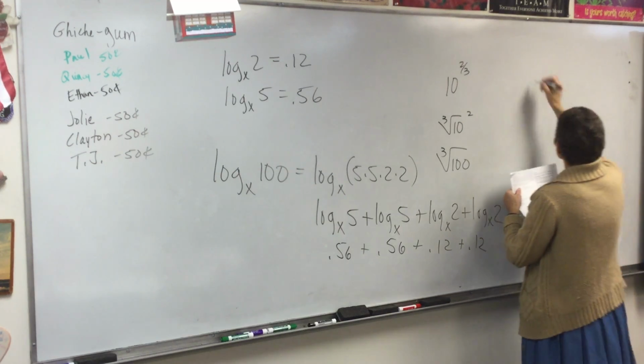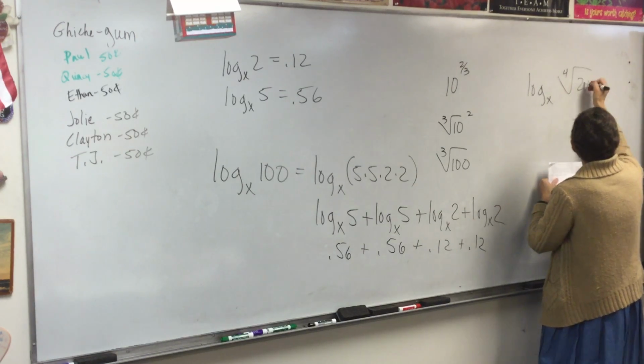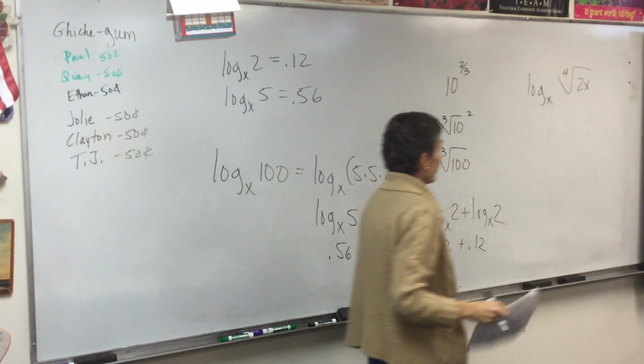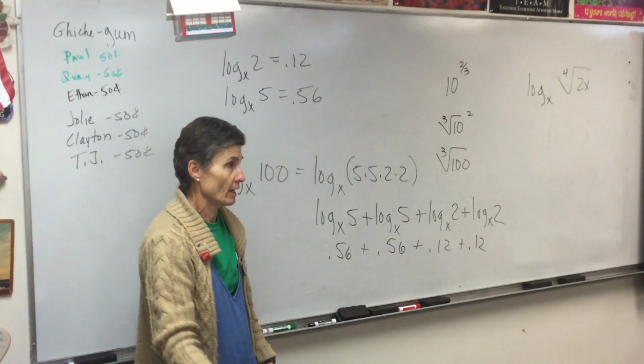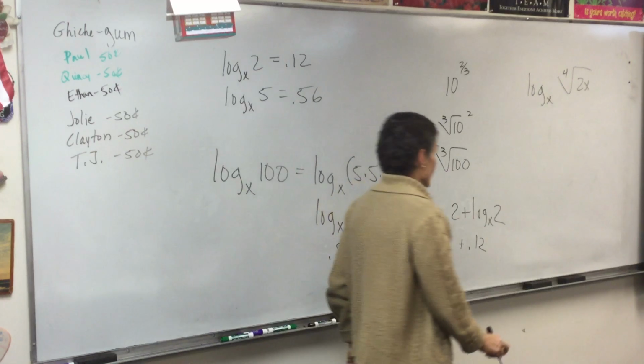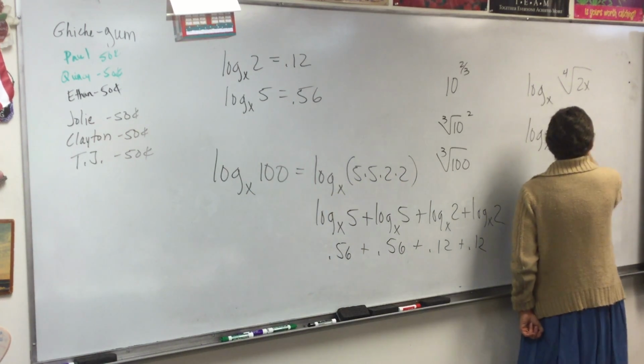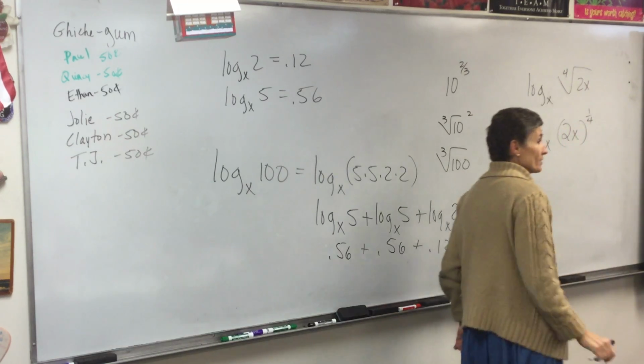Let's do C. There's three. I don't think you need to do all three. Let's do C. It's got a radical in it. All right, what do we do with a radical? Every time we run into one in logarithm land, we write it as its corresponding exponent. So that would be 2x to the 1/4.